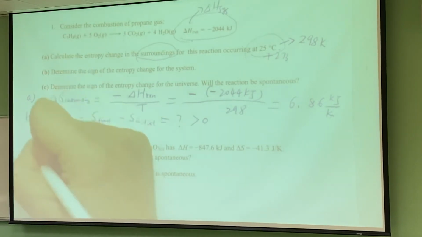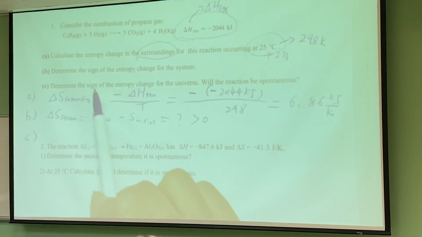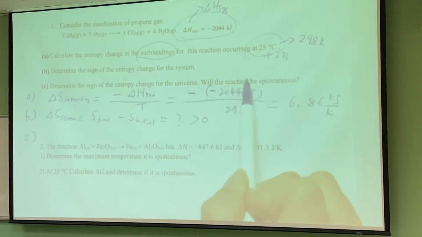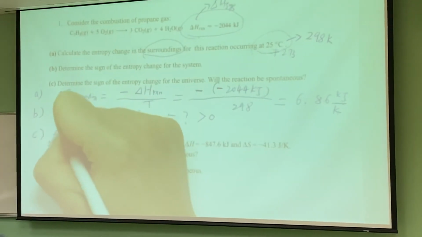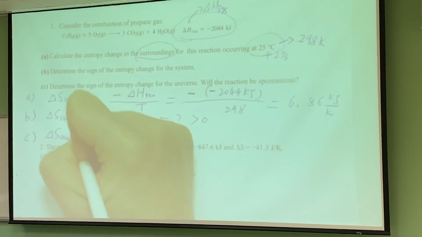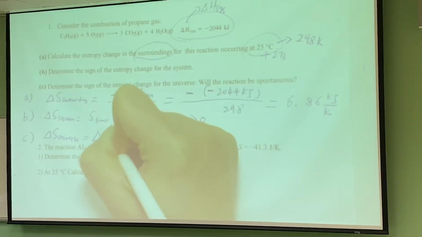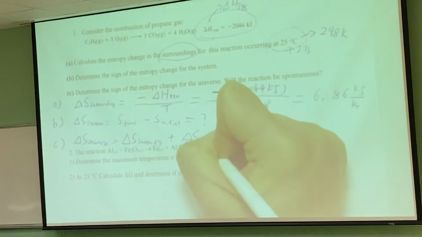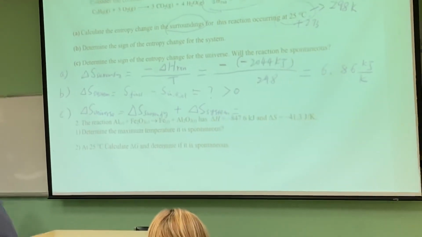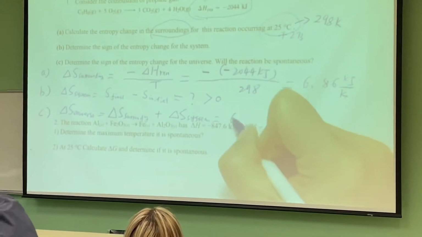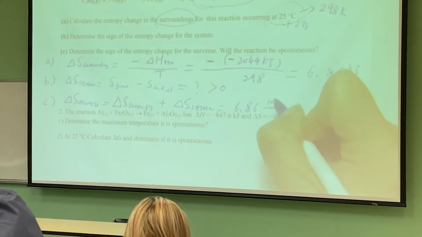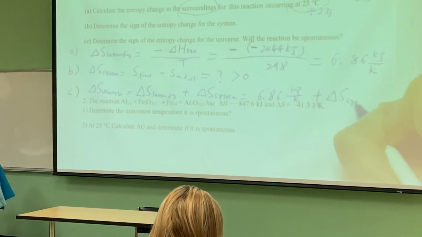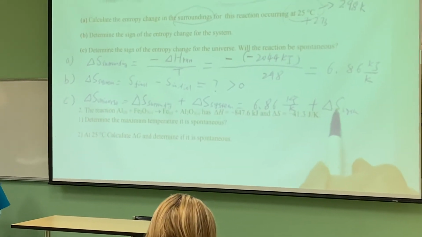Okay? So now let's say determine the sign of the entropy change for the universe. It asks you if it's spontaneous or not. So what is delta S universe? Delta S surrounding plus delta S system. Delta S surrounding, I do know the number, 6.86 kilojoule per K. And delta S system, I don't know the number. But I do know it's a positive number, right?